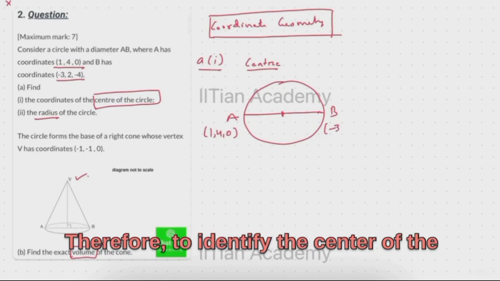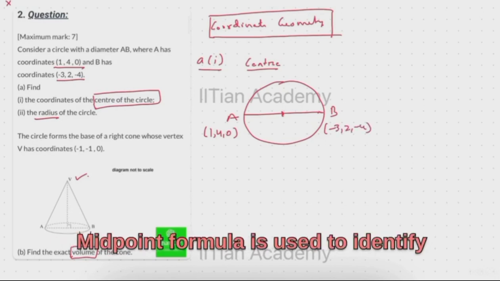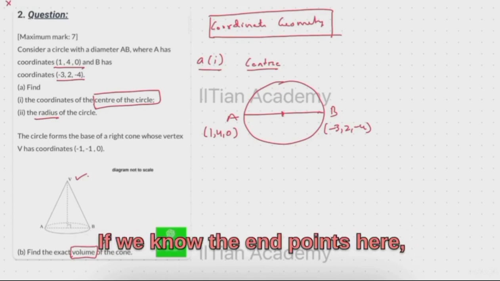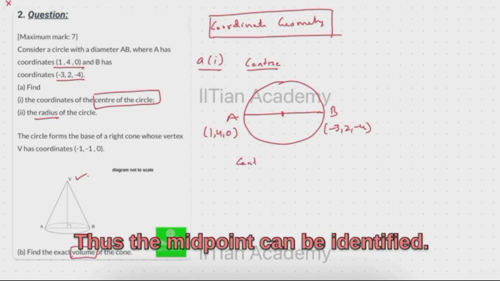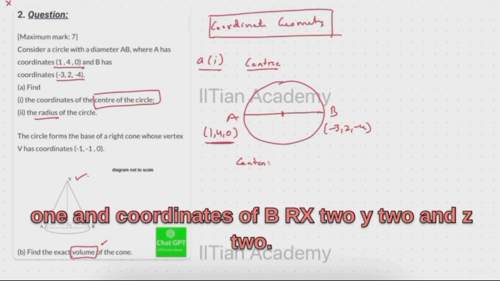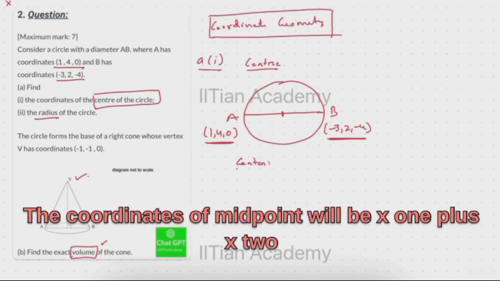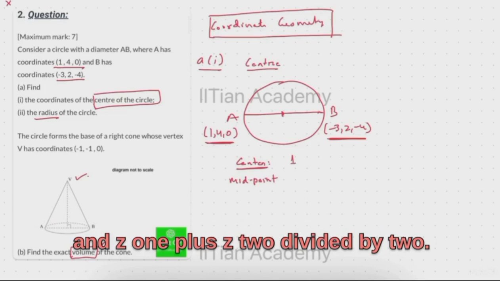Therefore, to identify the center of the circle, we need to use midpoint formula. Midpoint formula is used to identify the midpoint of a line. If we know the endpoints here, we know that coordinates of A and B, thus the midpoint can be identified. Suppose the coordinates of A are x1, y1 and z1 and coordinates of B are x2, y2 and z2. The coordinates of midpoint will be x1 plus x2 divided by 2, y1 plus y2 divided by 2 and z1 plus z2 divided by 2.